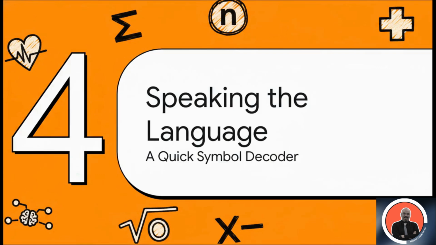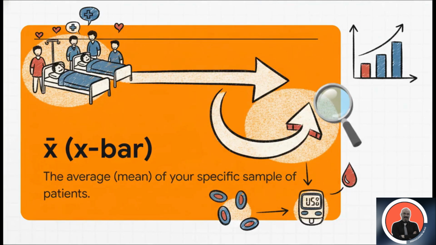All right, to use either of these toolkits well, you've got to understand the language. And statistics has its own kind of shorthand. It uses a lot of symbols. So let's quickly decode some of the most common ones you're going to see in clinical research. First up, we've got this guy, X bar. This just means the average of the specific sample you're looking at right now. So for example, it could be the average blood sugar reading for the 15 patients on your ward this morning. It's just the mean of your collected data.